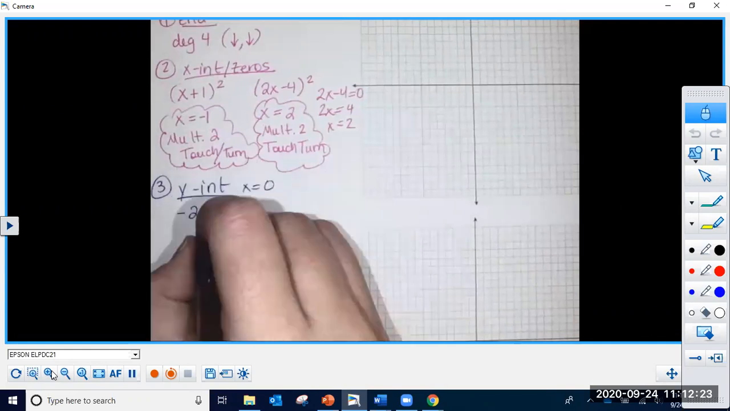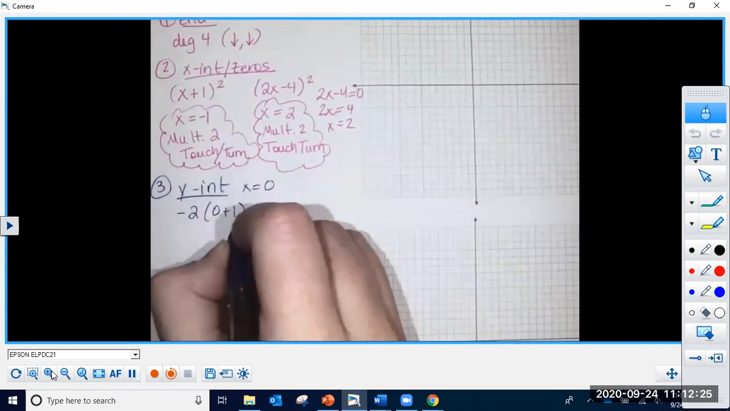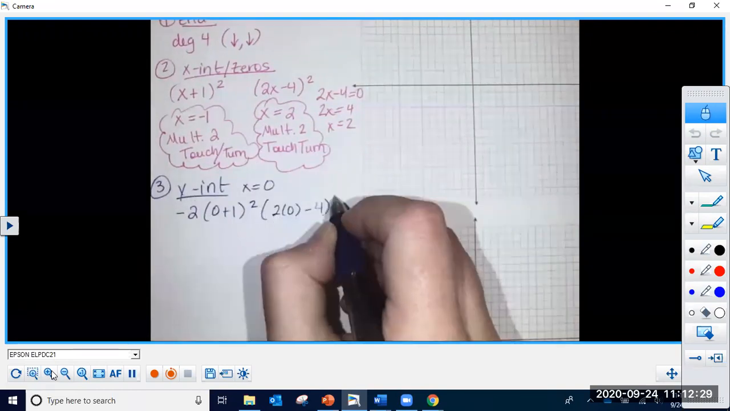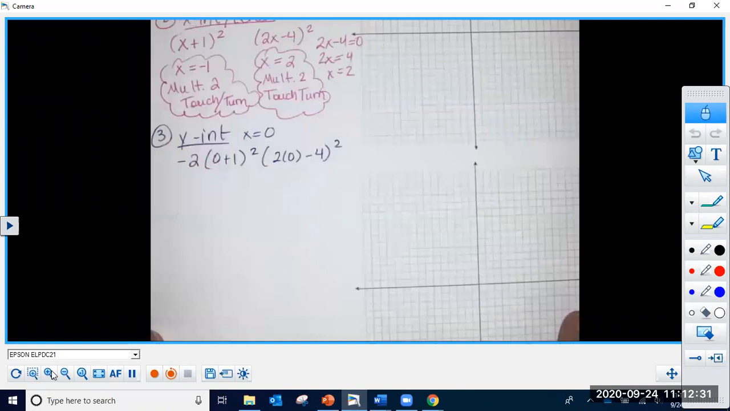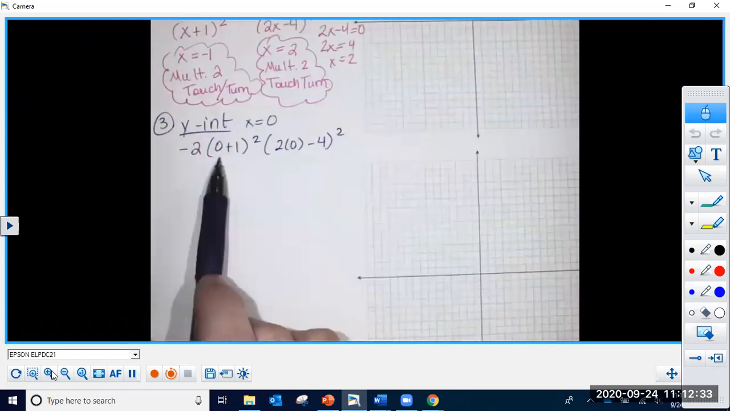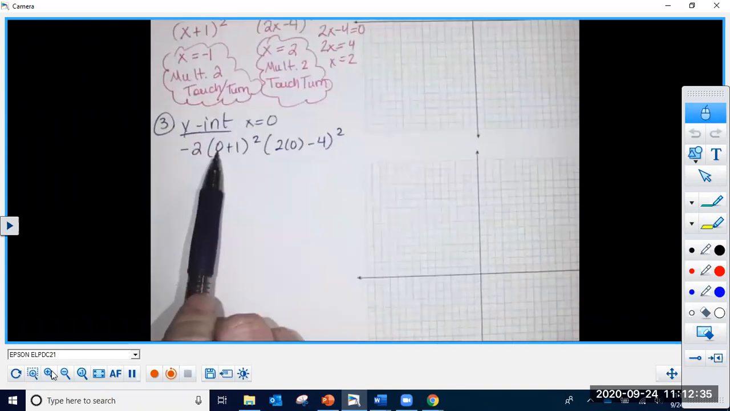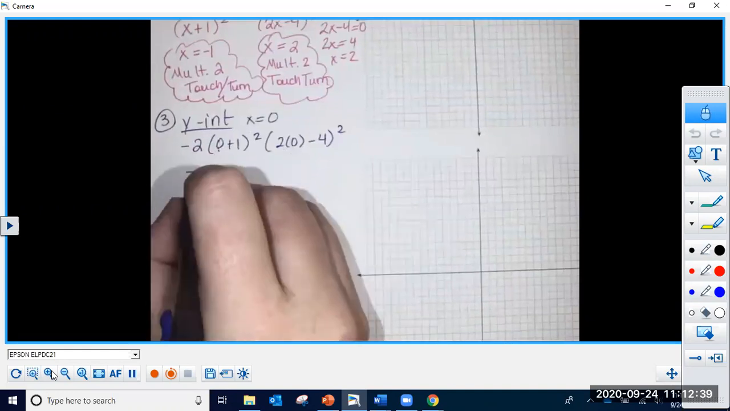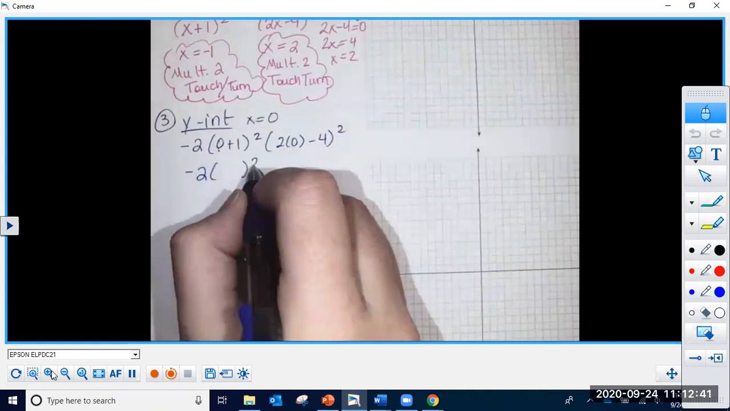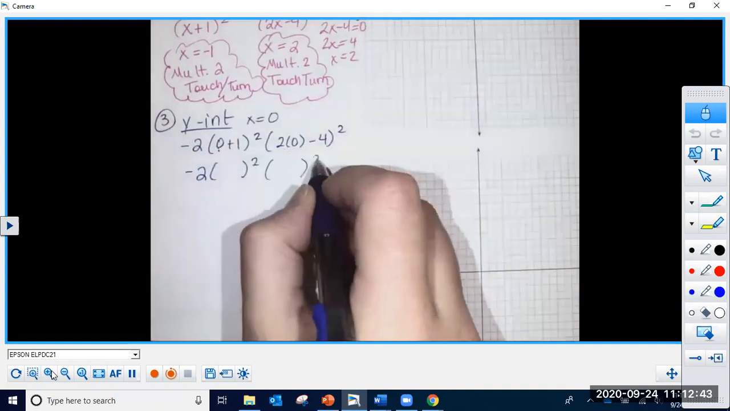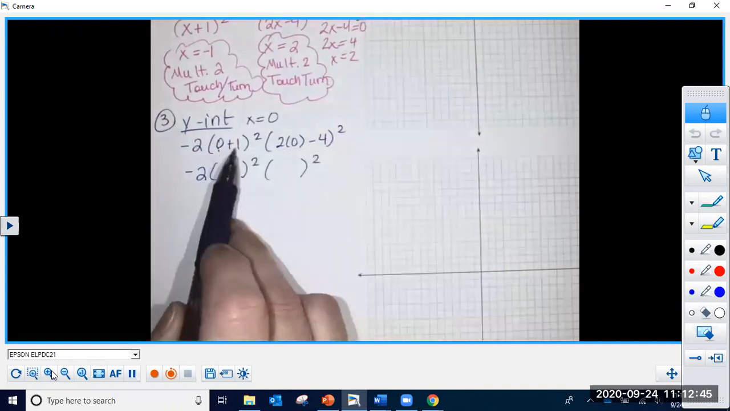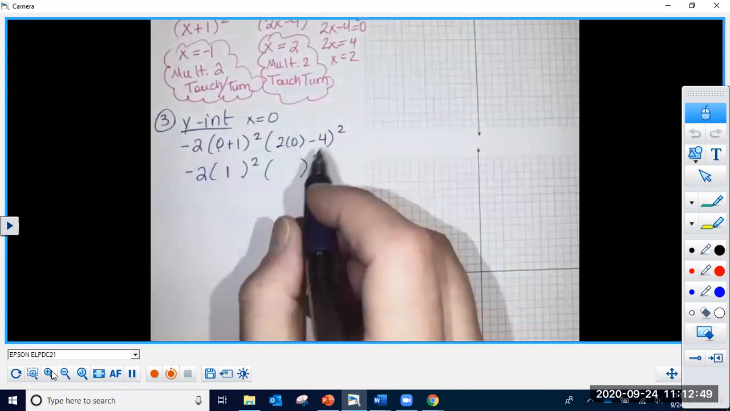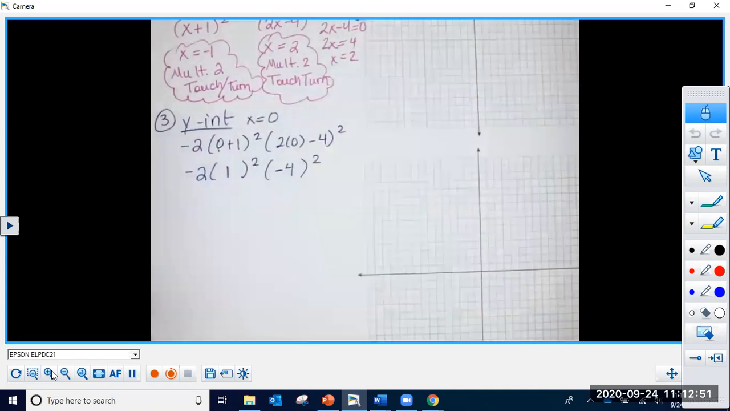You can still do it in your head, of course, but in all of these, I always just go through and plug in 0 for x into my original. So I plug in 0 for x here, and I plug in 0 for x there. That leaves you with -2 times, you're left with 1 inside, and then I'm left with 0 minus 4, which is -4 in that spot.